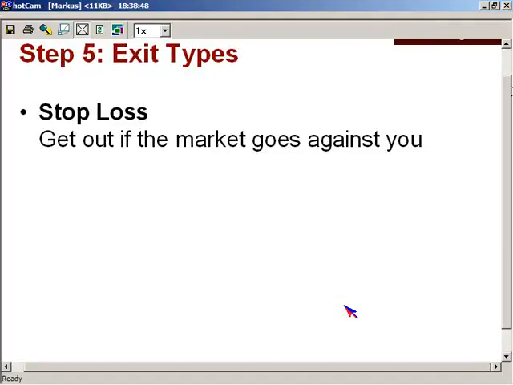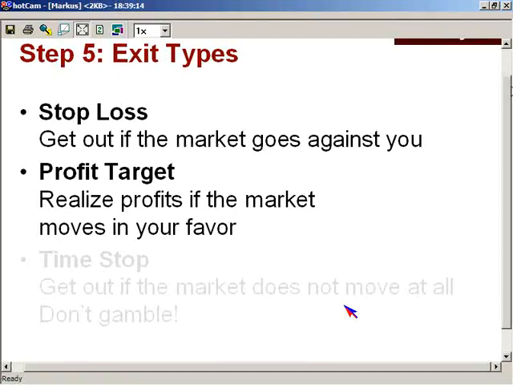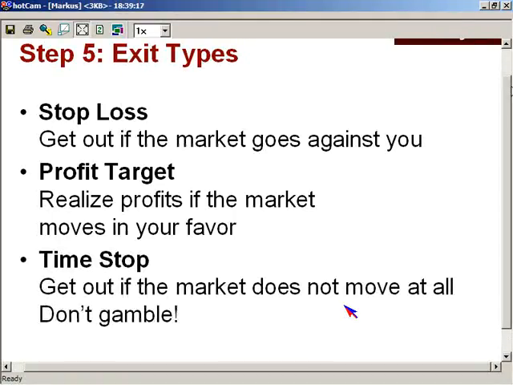We have 3 different types of exit. The first is stop loss. You want to get out if the market goes against you. The second, that we already touched, is you want to have a profit target. Good traders have a stop loss in the market. Great traders have a profit target. They know how much to expect from a certain move. So this profit target realizes profits if the market moves in your favor. And the third type of stop that you want to have is a time stop. Get out if the market does not move at all.